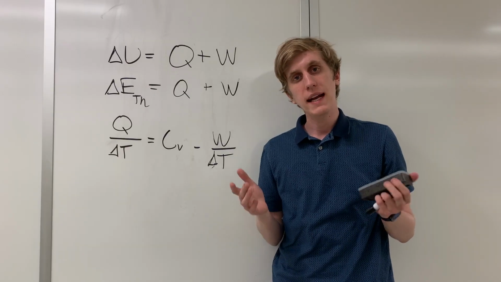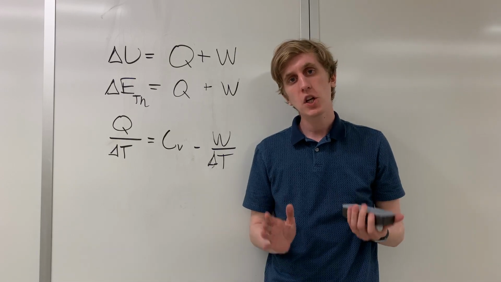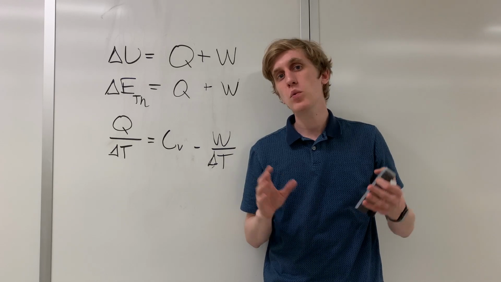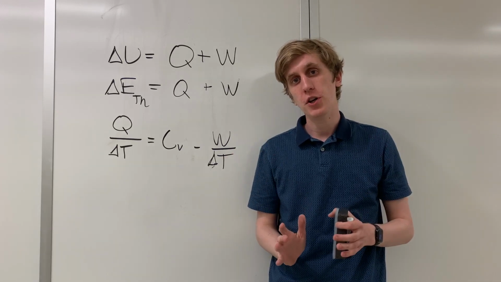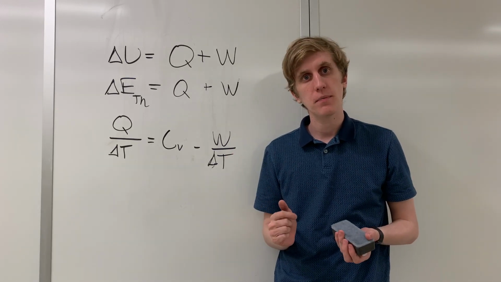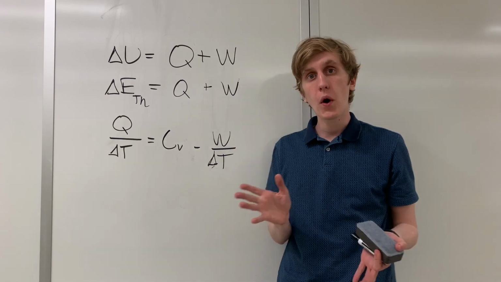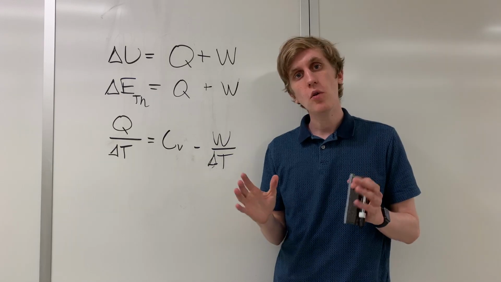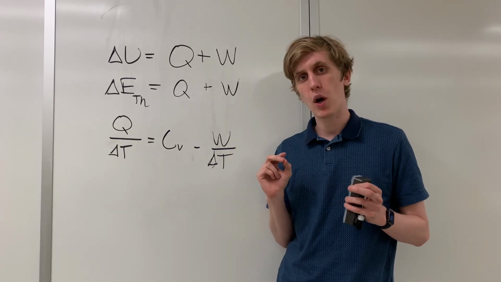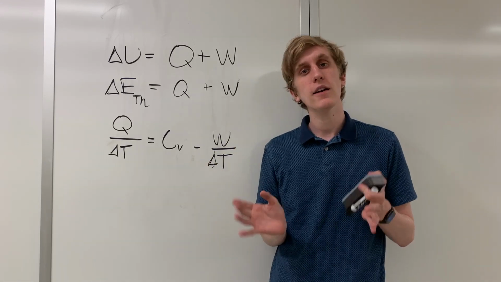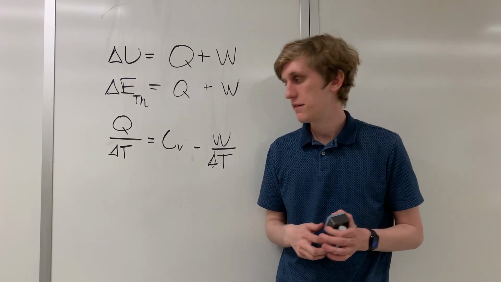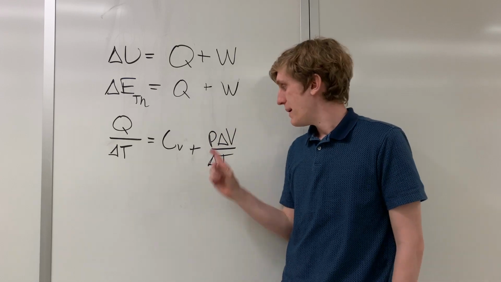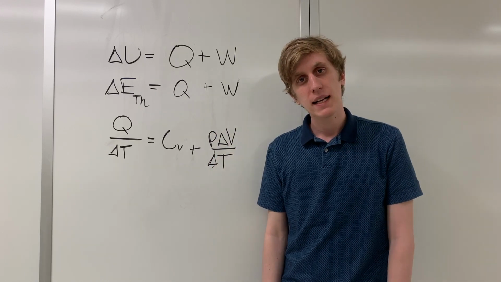What is work in general? Well, for a constant pressure process, we know that the work done is equal to the negative pressure times the change in volume. So let's just replace work with negative pressure times the change in volume. Note that the negative in the definition of work and the negative sign right here will cancel out to make a positive. But what is this number here? P delta V divided by delta T.